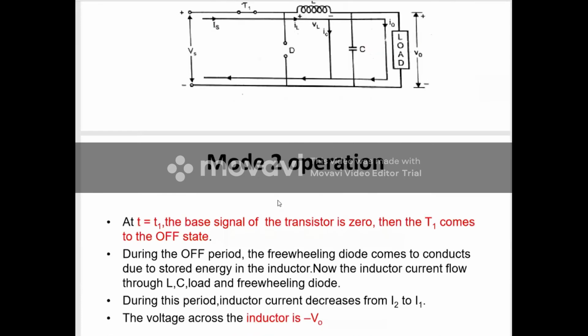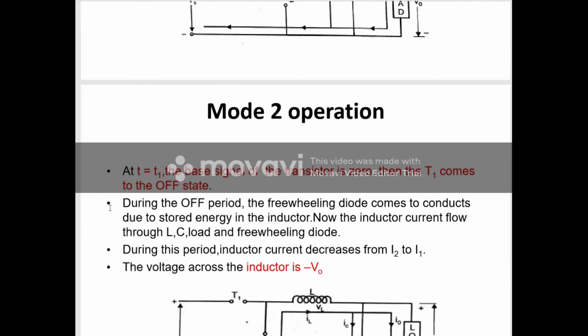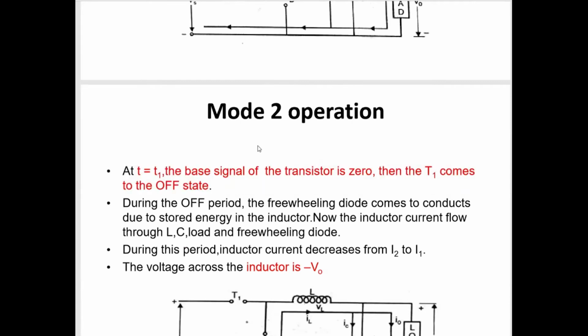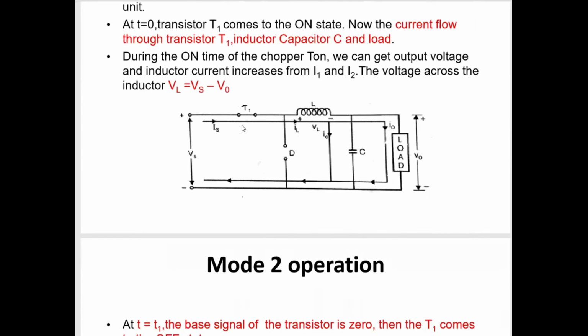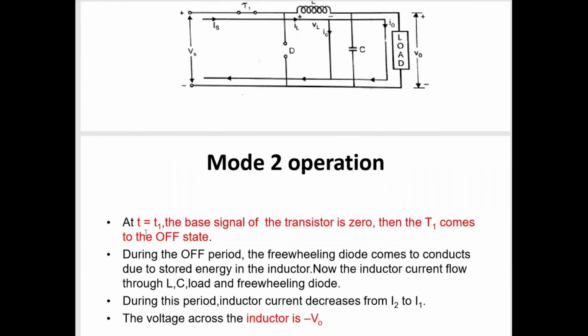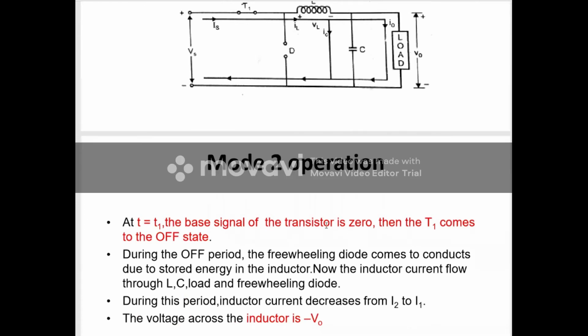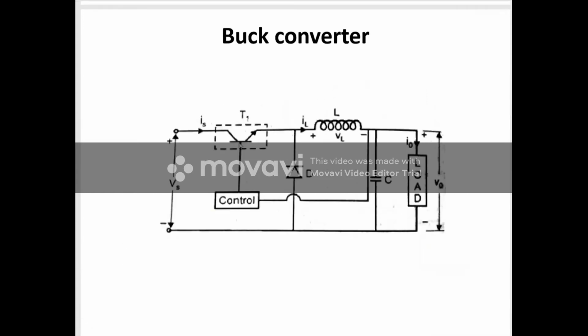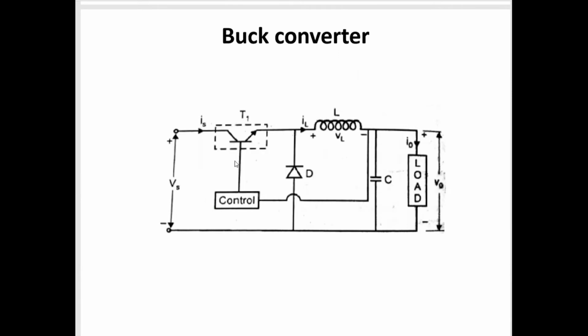Then mode 2 operation. What is mode 2 operation? Up to the time t equal to t1, the voltage applied to the base of the transistor is positive. At the time t equal to t1, the base signal applied to the transistor is 0. If we give 0, what about the transistor? Previously we gave positive voltage at the base, so it was on condition. Now we are applying 0 voltage. When we apply 0 voltage, what about the transistor? The transistor gets reverse bias.